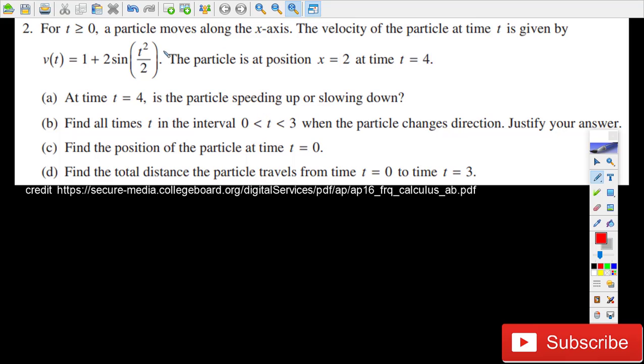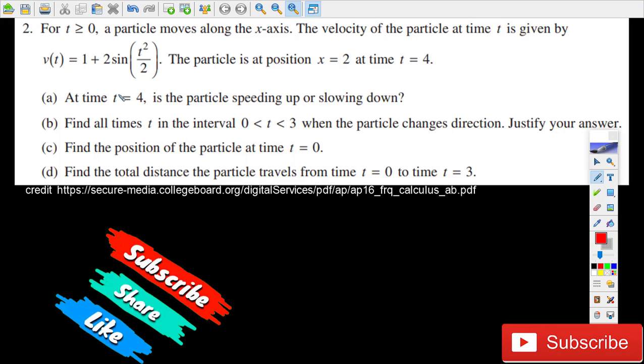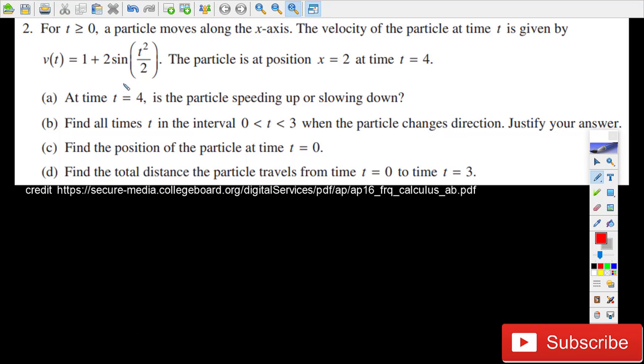In this video, we're going to talk about how to solve question 2 from the 2016 AP Calculus free response portion. This is also a calculator-permitted problem. We have a given scenario where a particle is moving along the x-axis and its velocity is given. We also have information that we're going to use later.